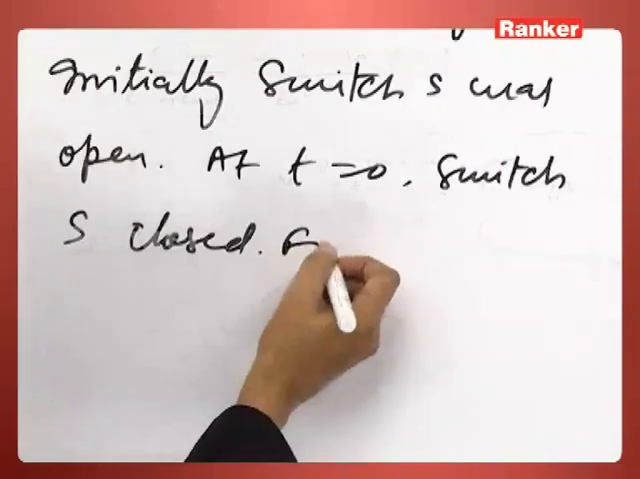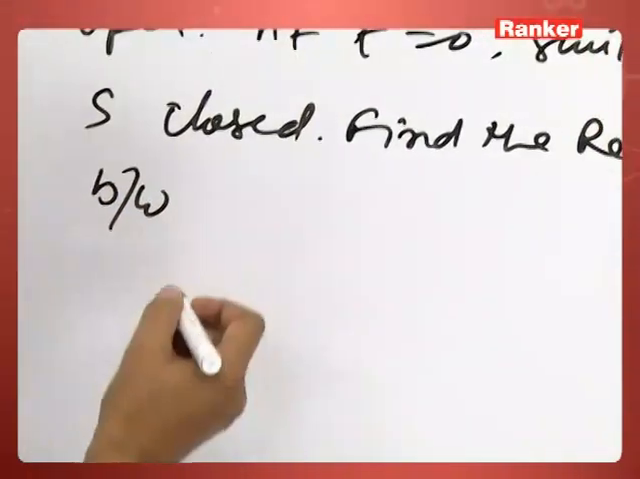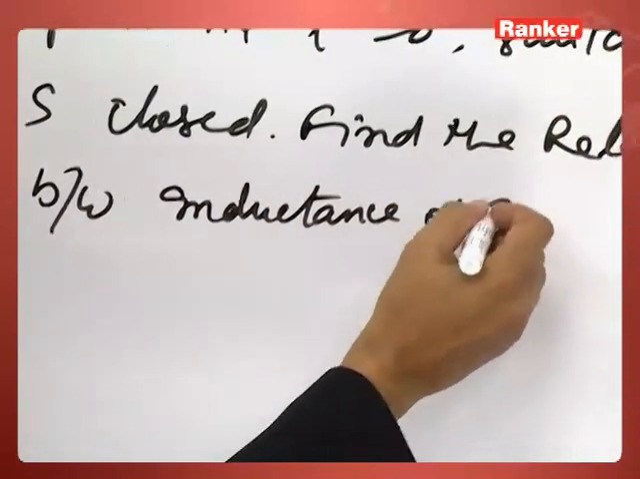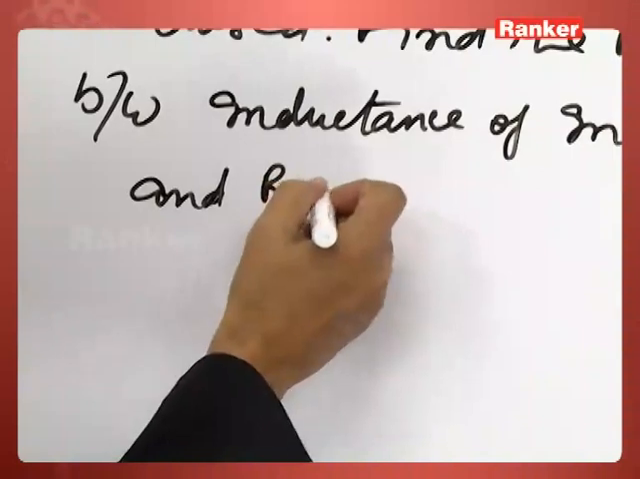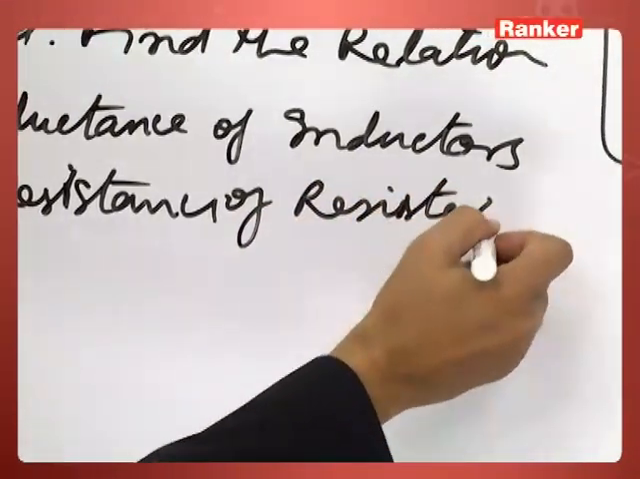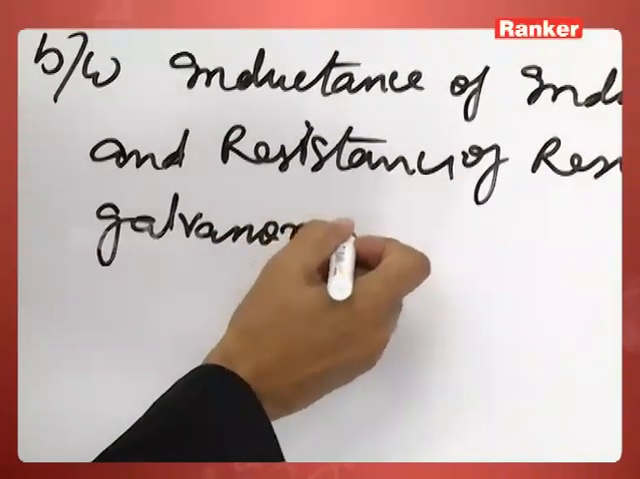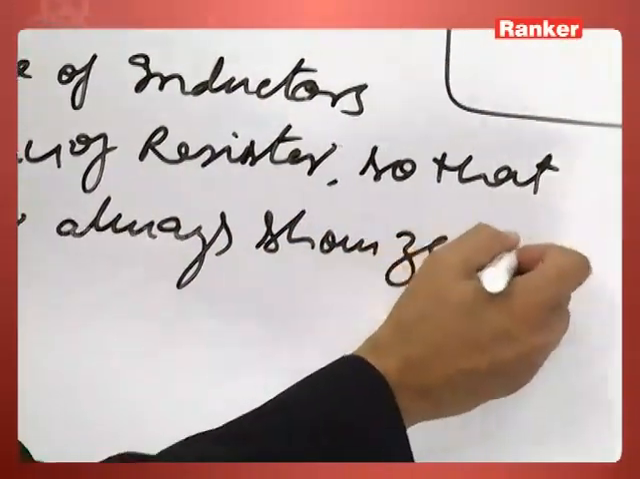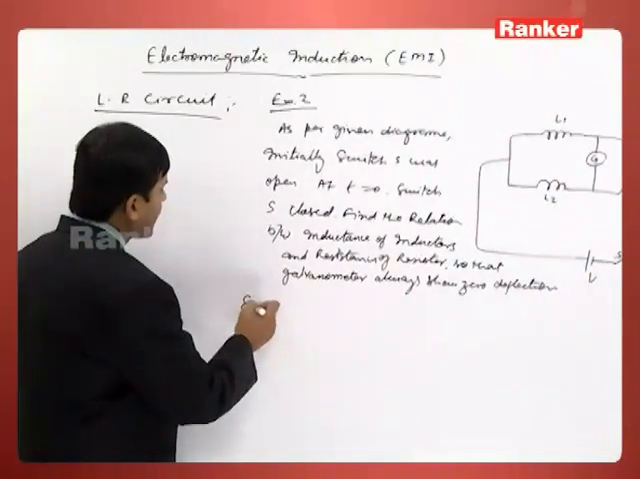Find the relation between the inductance of the inductors and the resistance of the resistors, so that the galvanometer always shows zero deflection. It means the reading of the galvanometer always shows 0.